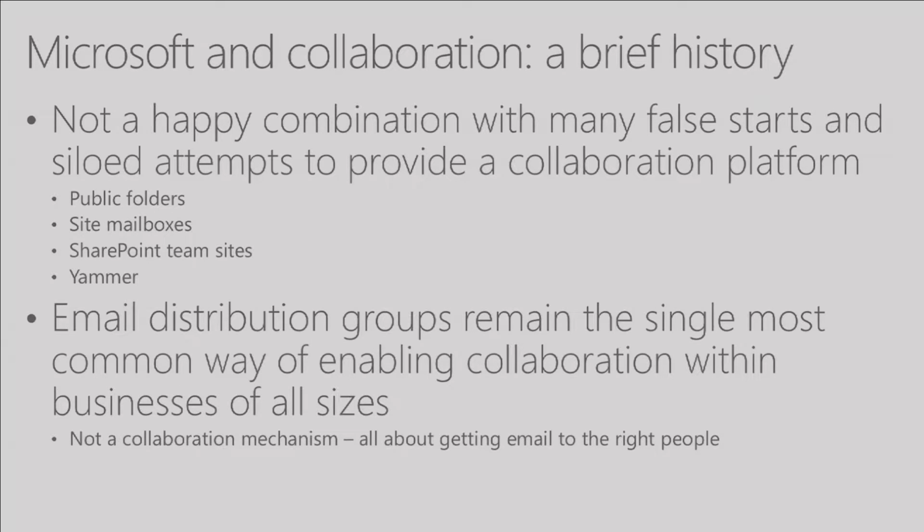One of the nice things, though, that we have learned is that email distribution groups remain the single biggest type or method of collaboration across the entire Office 365 community. They've been used since day one in email, and they're still in heavy use today. And I think one of the nice things about groups is that it builds off that heritage. But the thing we've got to realize is that distribution groups are not a collaboration vehicle. They're just simply a way of getting email around to the right people.